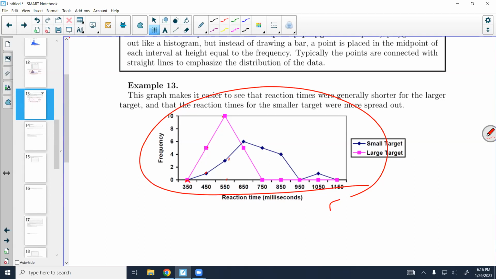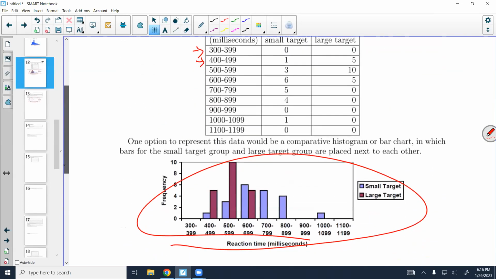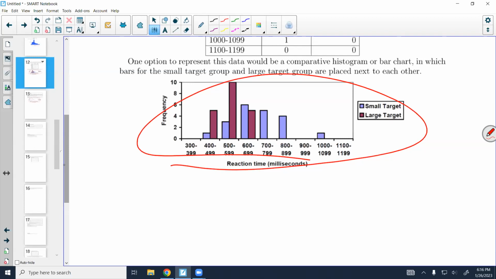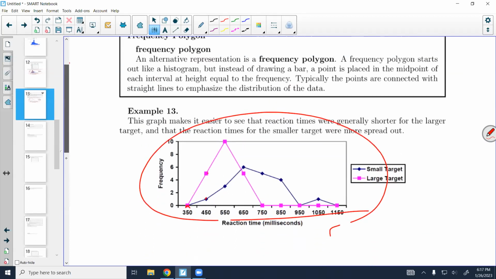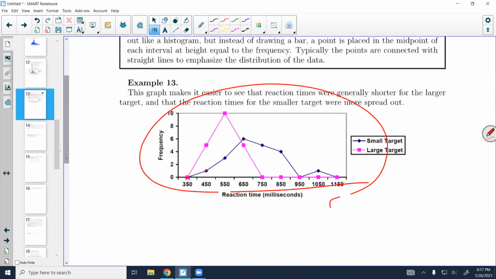See, we're putting a dot instead of, in the histogram, we would put a bar like that. But comparing 2 sets of data, this is kind of hard to really see what's happening. This is a little easier. Okay? Any other questions?